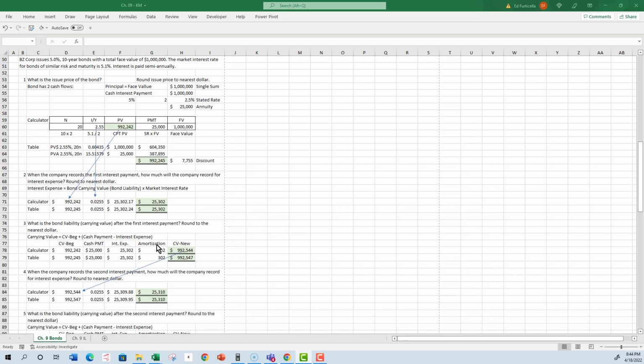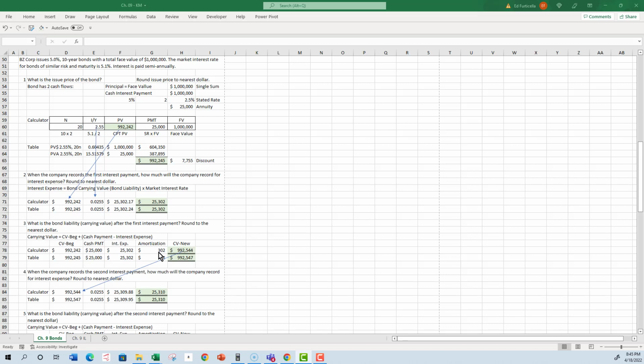The amount of the discount amortized is always the difference between the interest expense recorded and the cash interest payments made to bond investors. So in this problem, the interest expense recorded was $25,302. The cash interest payment made to bond investors was $25,000. The difference between the two is $302.